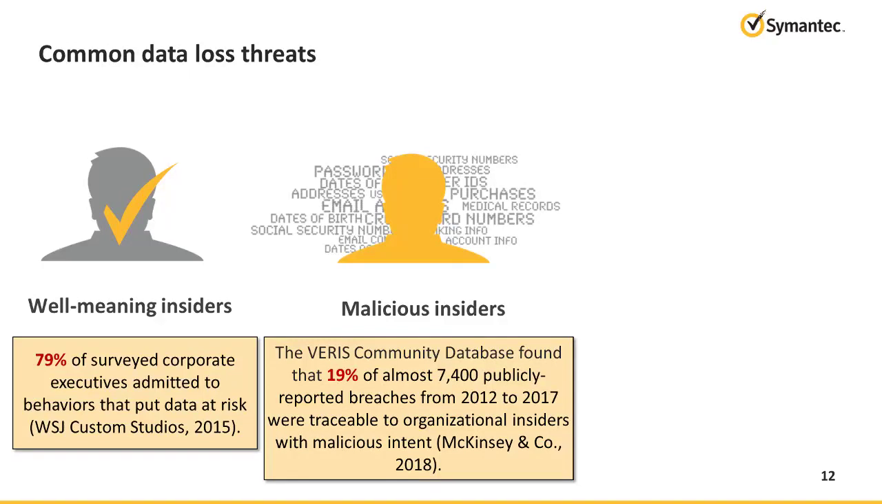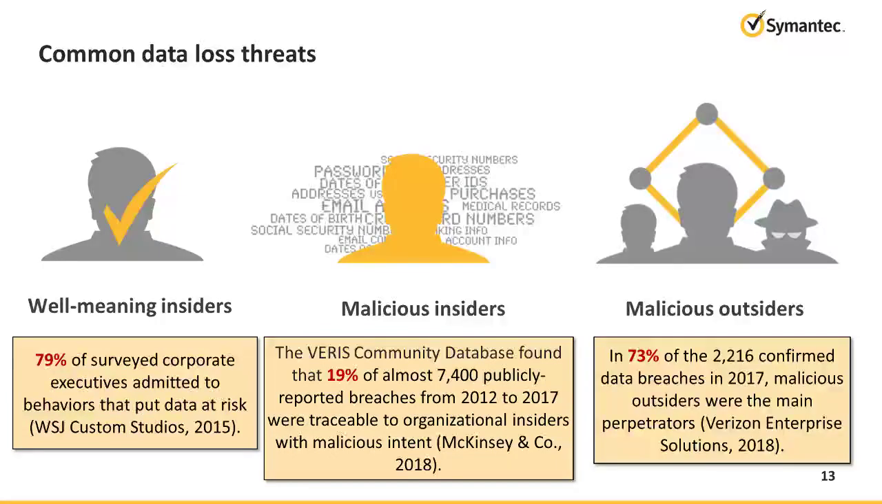In terms of driving factors, it was found that 15% of these breaches were motivated by financial stress, 13% by willful recklessness, 6% by nosiness or inquisitiveness, and 3% by attention-seeking. In Verizon's 2018 Data Breach Investigation Report, 73% of the 2,200 confirmed data breaches in 2017 had malicious outsiders as the main perpetrators, and in more than 60% of the breaches, they compromised organizations within minutes.